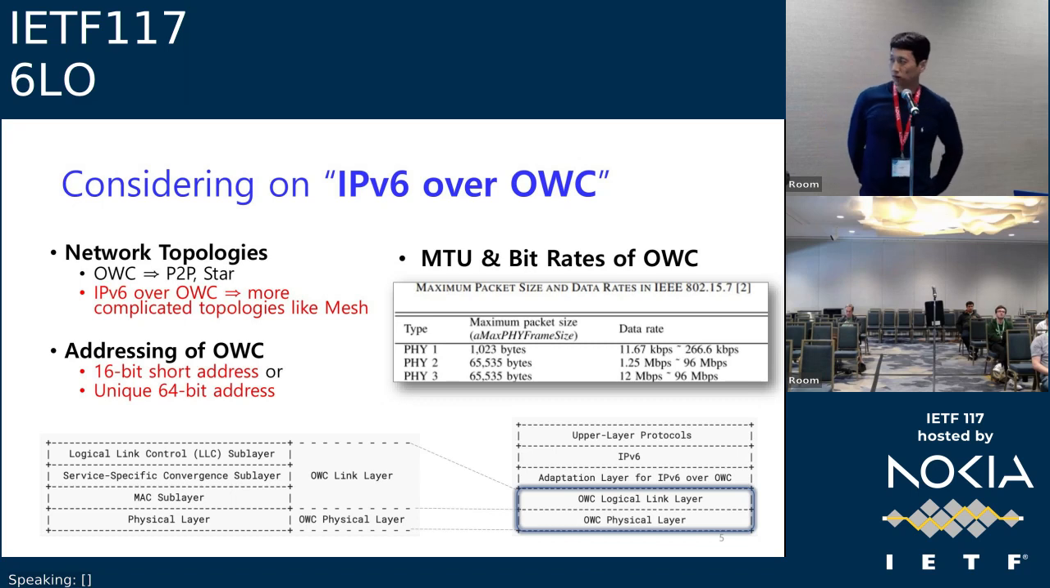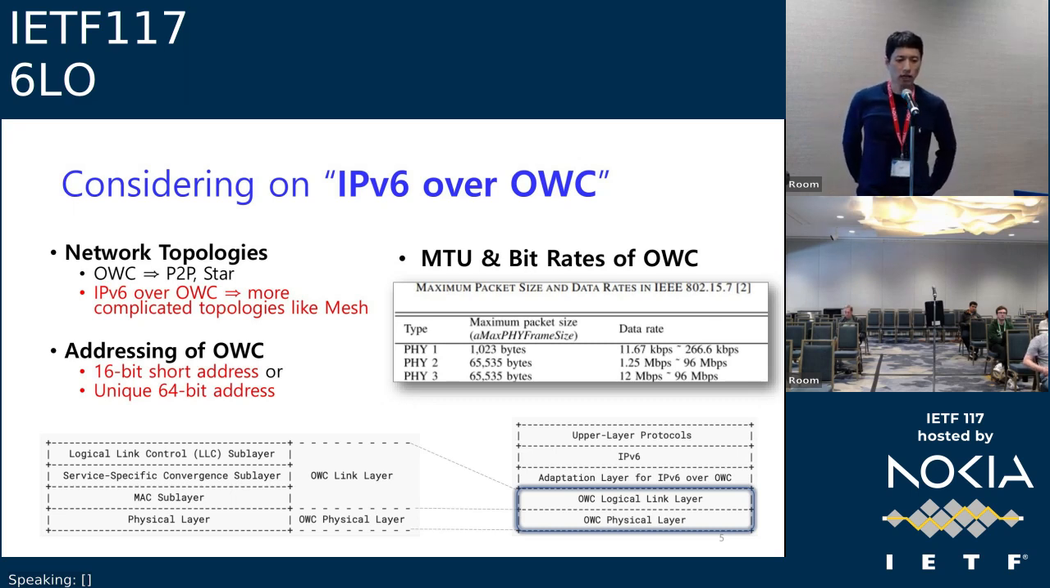Considering IPv6 over OWC, there are three issues. The first is topology: OWC just supports point-to-point between the two devices, with some coordination, or some kind of AP, so the other OWC devices can receive the data like a star. But for IPv6 over OWC, maybe we can consider a more complicated topology, like a mesh with a lot of OWC devices with P2P links.